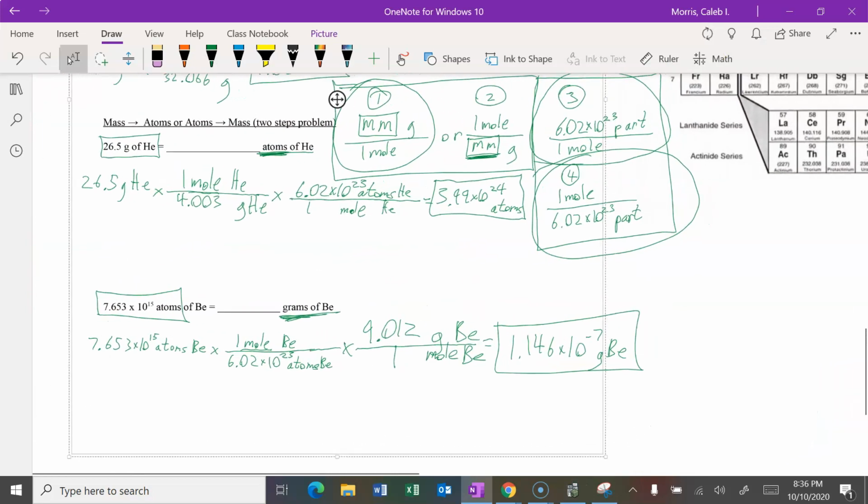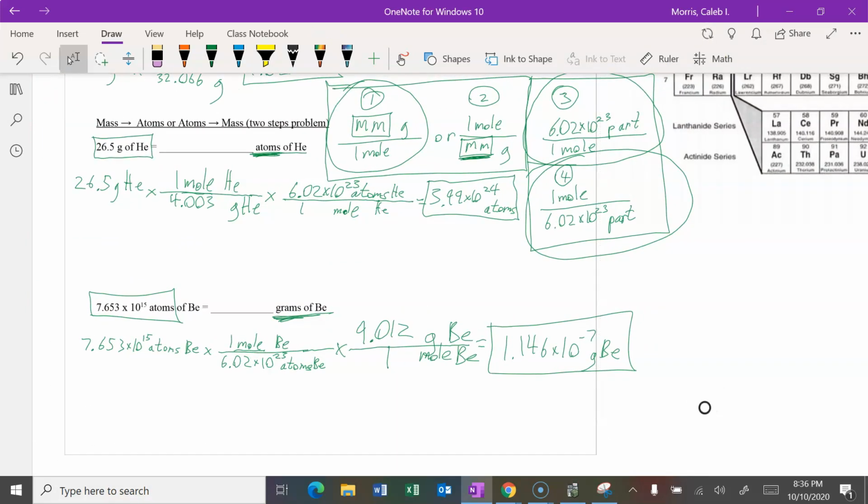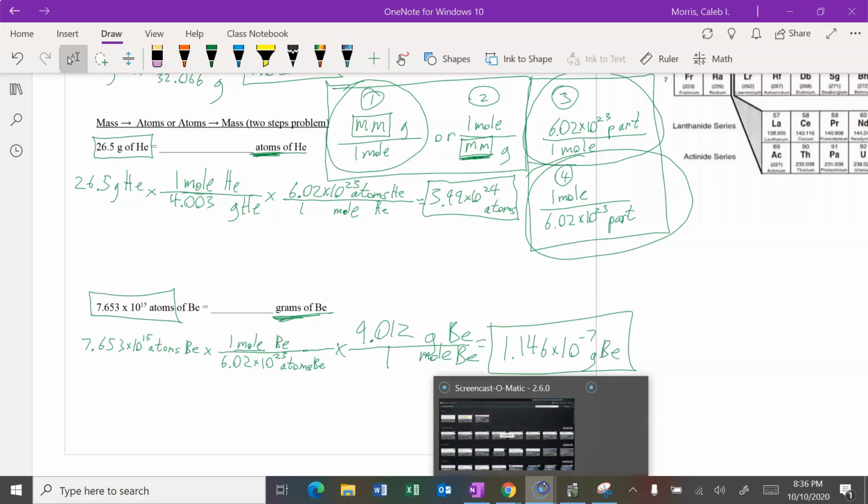That pretty well wraps it up. You should be able to do any mole problem from this unit now. Make sure you try out the practice. Let us know if you have any questions.